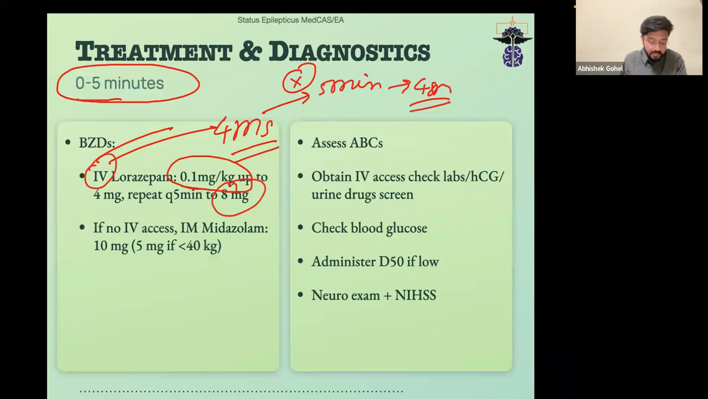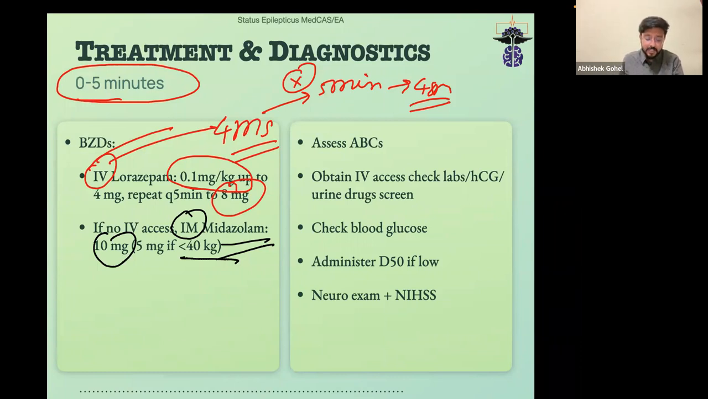If you do not have IV access, do not waste time in getting it. You give intramuscular midazolam. Typical dose is 10 milligram. In children weighing less than 40 kg, the dose will be half of that, that is 5 milligram.